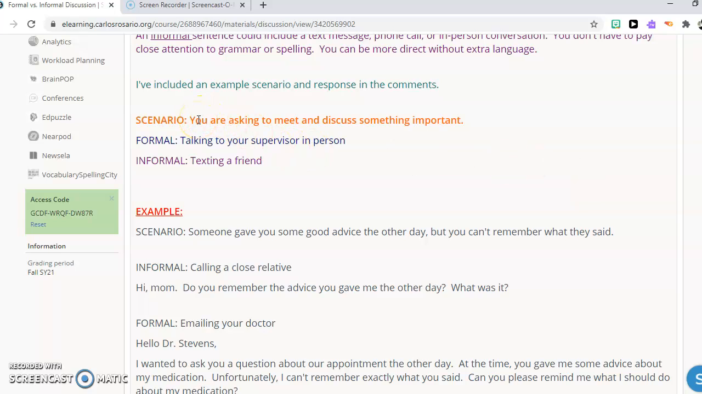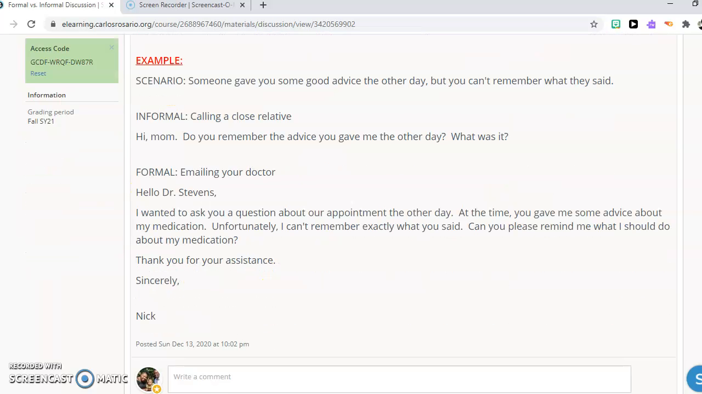you have a scenario. You are asking to meet and discuss something important. How would you talk to your supervisor in person, and how would you talk to your friend? All right, so you have a formal way and an informal way. So here's an example of how to do that.